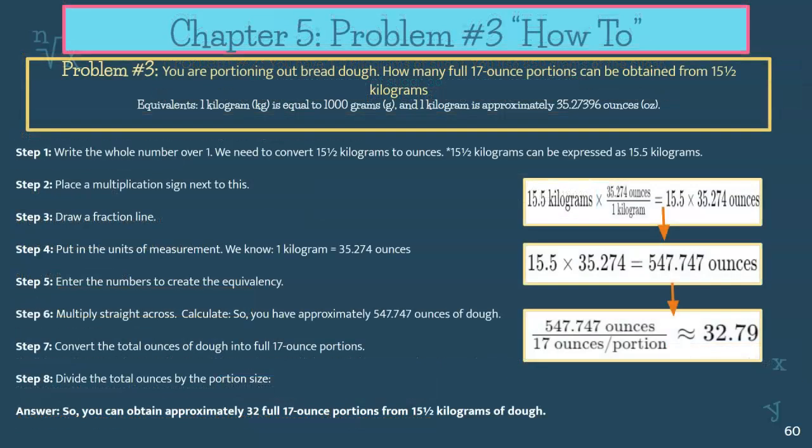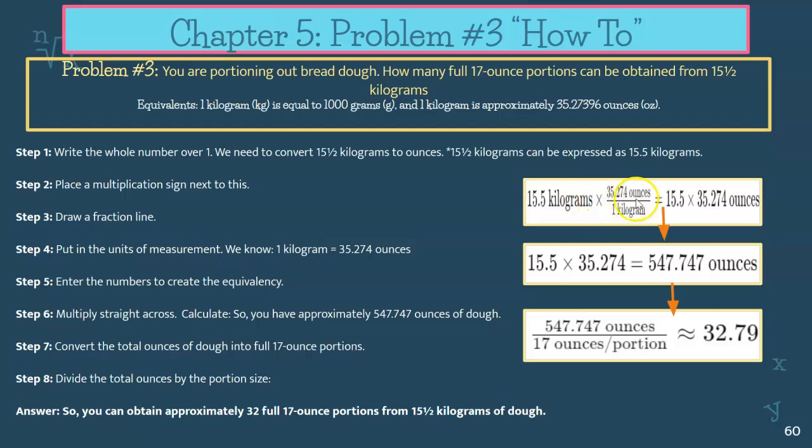And the last problem, you're portioning out bread dough. How many full 17-ounce portions can be obtained from 15.5 kilograms? Okay, so the first thing you're going to do is write out the whole number. So we can write out the 15.5 kilograms as a decimal. You can see here, I did that, 15.5 kilograms, and you're going to put that over 1. So pretend that's over 1.